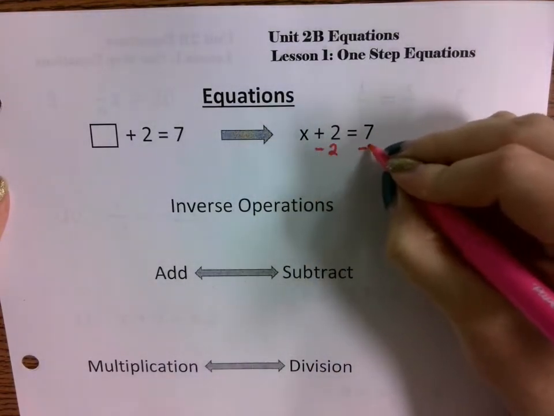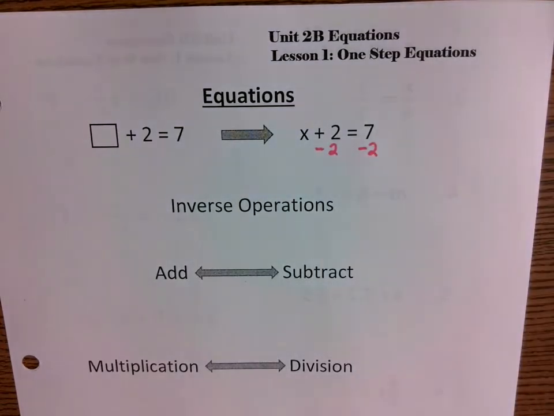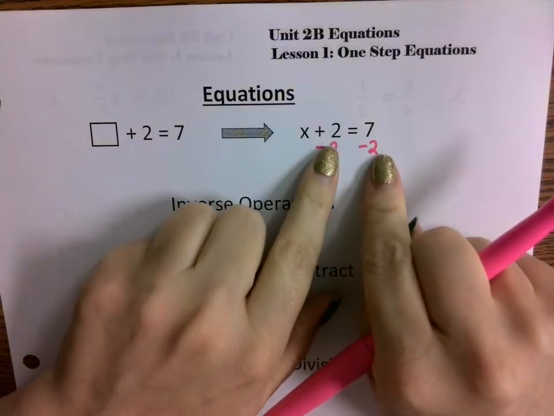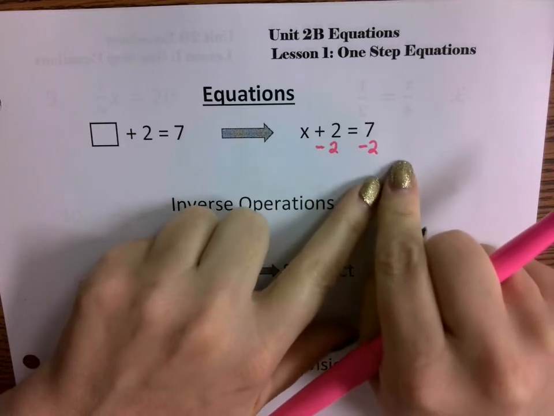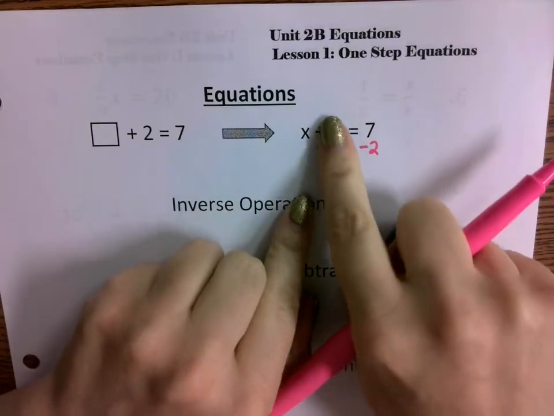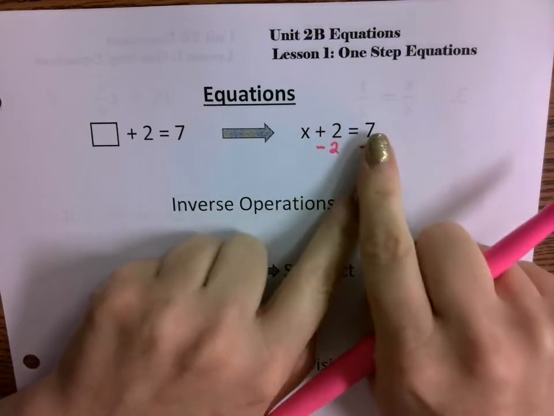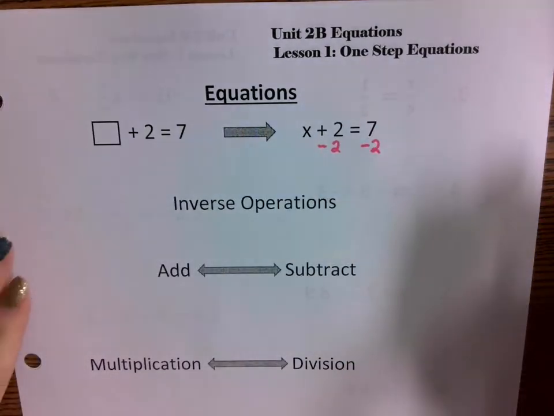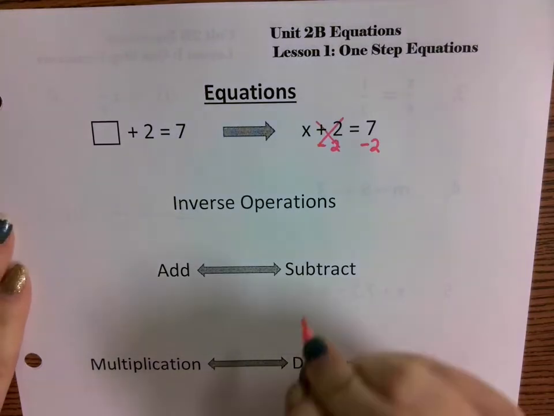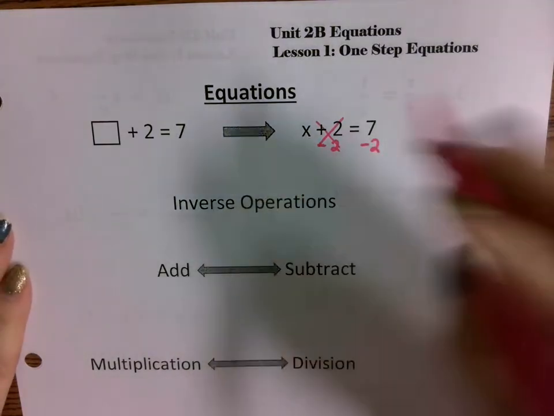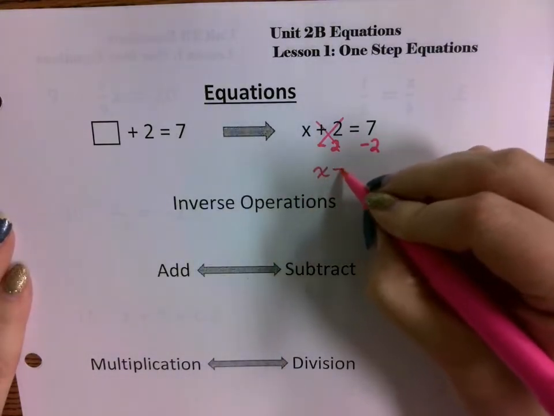But this equal sign splits your equation up into 2 halves, and you want to keep them balanced. So whatever you do to one side of the equation, you have to do to the other. So if I'm subtracting 2 to get rid of the 2 here, then I'm subtracting 2 on the other side as well. And that's where I can cancel out these 2's, and I'm left with my variable by itself, and I find out that x is equal to 5.